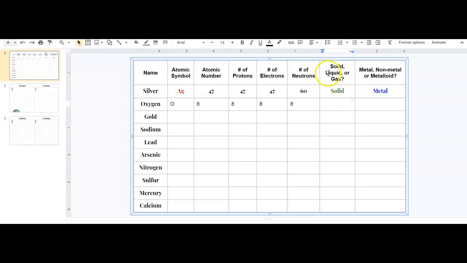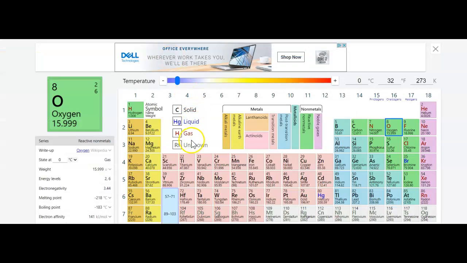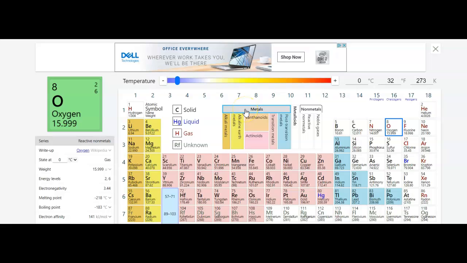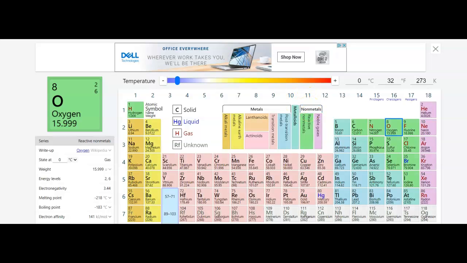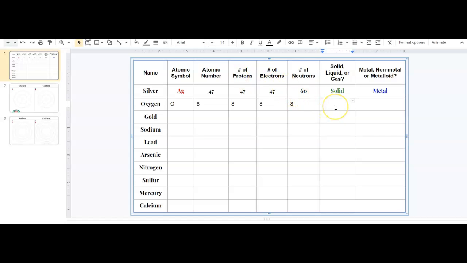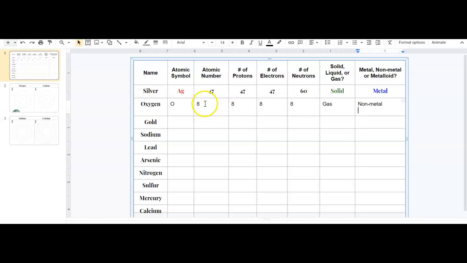Then they have to figure out, is it a solid, liquid or gas, or is it a metal, non-metal or metalloid? To do that, all they have to do first is look at the color of the text. Oxygen's red. Red means gas, so it's a gas. And then I showed the kids if they hover over metals, all the metals get highlighted. If they hover over metalloids, those little guys get highlighted. And if they hover over non-metals, they get highlighted. And oxygen is a non-metal. So they would type in gas and non-metal. Very nice.